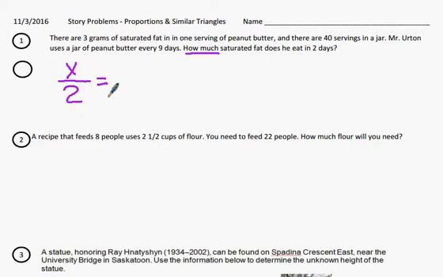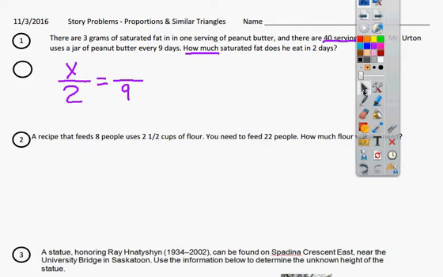I need a known ratio. I'll have another ratio, and I want to compare days to days. So I want 9 over here, 2 days, 9 days. And in 9 days, I get 40 servings.